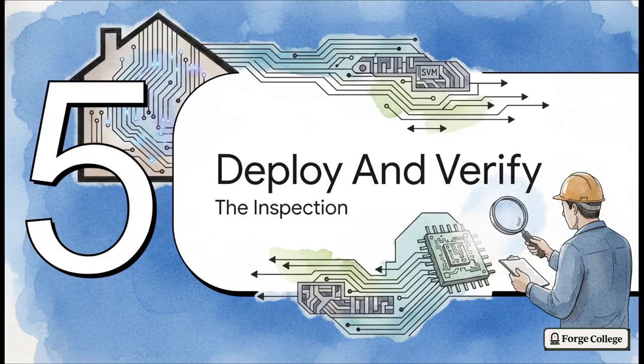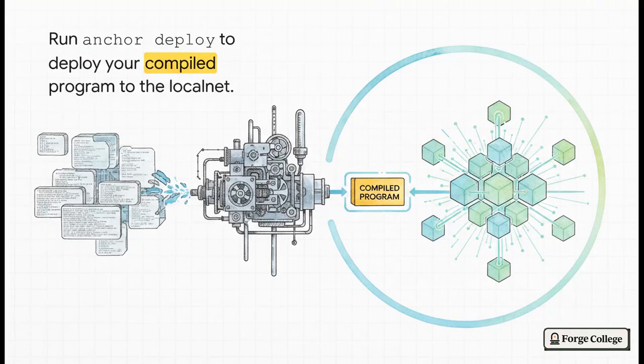Finally, we reach Section 5, Deploy and Verify, the inspection. Running this incredibly straightforward command, anchor deploy --provider.cluster localnet, is going to deploy your compiled program directly to the localnet validator you just started up. If this executes successfully, take a deep breath and pat yourself on the back, because that's a massive milestone. It confirms the entire loop, from your Rust source code through the compiler, all the way to the local blockchain, is fully functional and actively talking to each other.